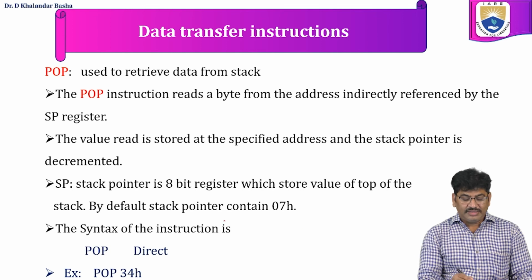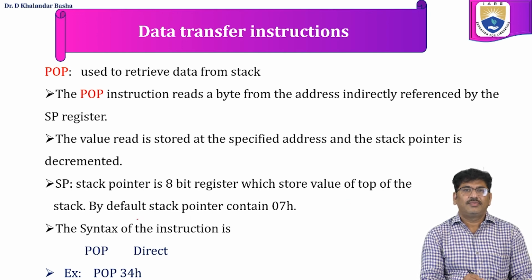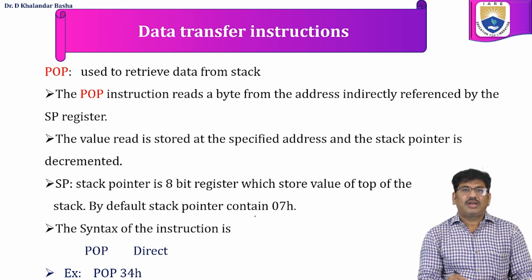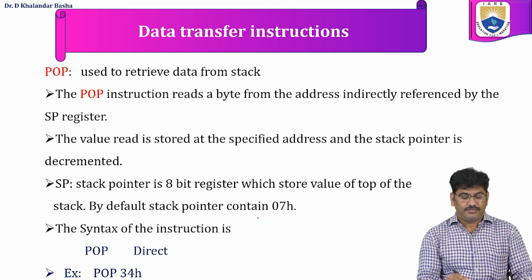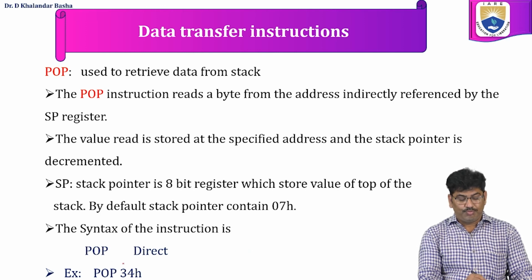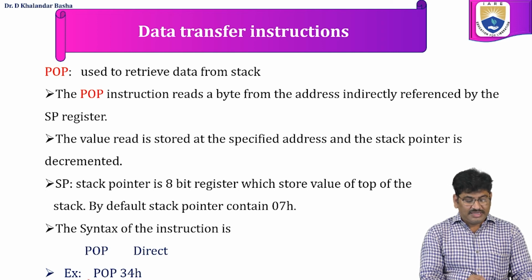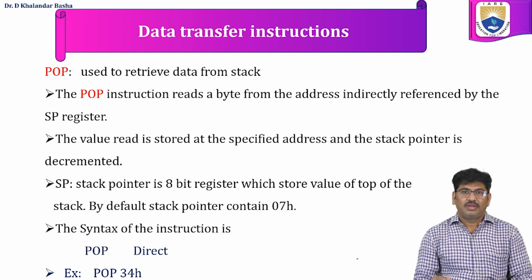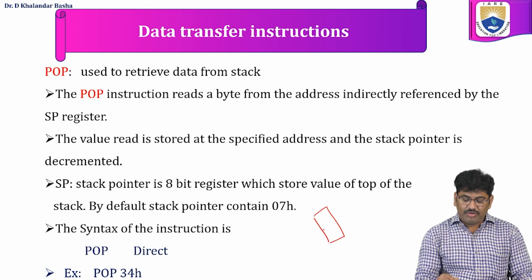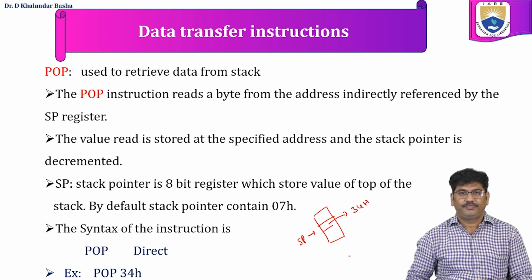The stack pointer is an 8-bit register which stores the address of the top of the stack. By default, the stack pointer contains 07H. The syntax of the instruction is pop direct, that is nothing but an address. Example, pop 34H. Here the contents of the memory location pointed to by SP will be loaded to the memory location 34H.